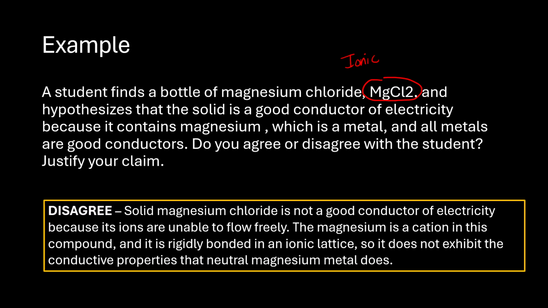All right. If we disagree, the reason why is solid magnesium chloride is not a good conductor of electricity because its ions are unable to flow freely. The magnesium is a cation in this compound, and it's rigidly bonded in an ionic lattice, so it does not exhibit the conductive properties that neutral magnesium metal does. So you have to explain that it's ionic, and so the ions are not able to flow freely, in contrast to if it was just magnesium, where it would be able to flow freely because it would be in a metal form.